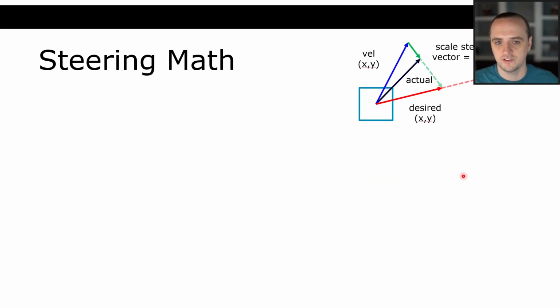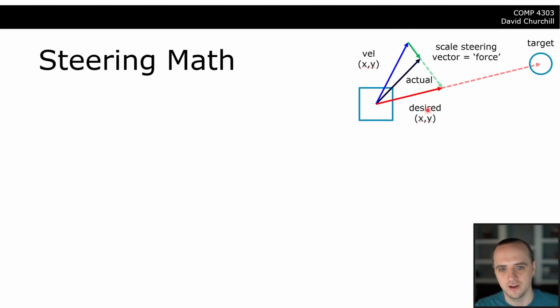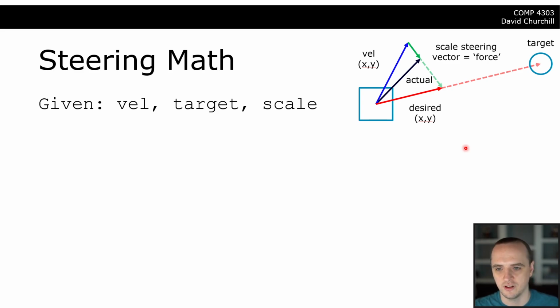So if we want the steering math, let me move this real quick. All right. If we want the steering math, I've got a diagram up here for you so I can have everything on this one nice slide. We have to be given the following things. We are given our current velocity. That's where we're currently headed. We're given our position, we're given the target, and we're given a scale. So that's the steering scale force.